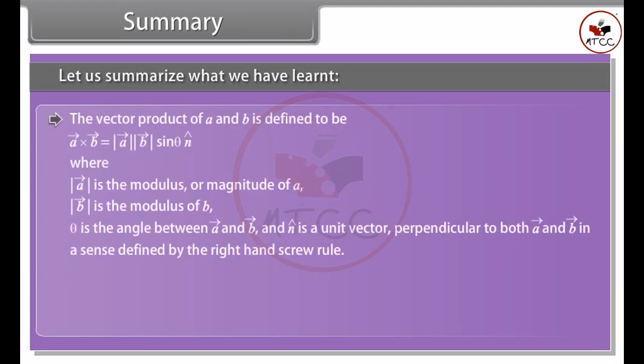The vector product of A and B is defined to be vector A cross vector B, which is equal to the magnitude of vector A times the magnitude of vector B times sine of theta in the direction of n cap, where the magnitude of vector A is the modulus of A, the magnitude of vector B is the modulus of B, theta is the angle between vector A and B, and n cap is a unit vector perpendicular to both vector A and B in a sense defined by the right-hand screw rule.